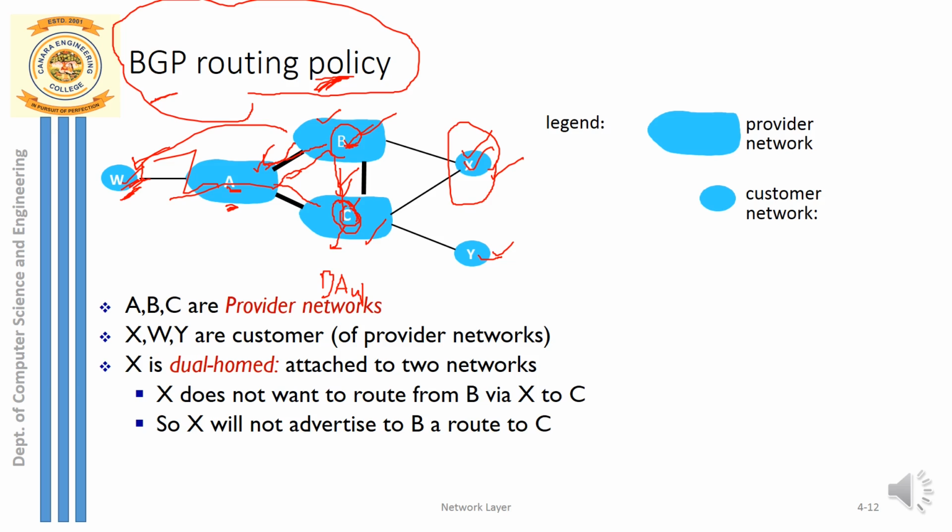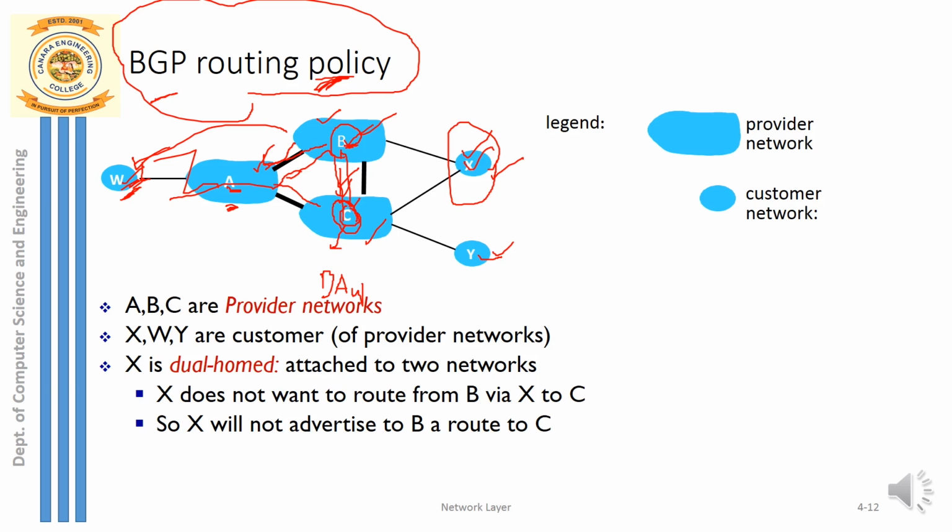Because C is a provider which does not want to take any burden. What C can do, simply, it will pass on the packet to B. Now B has to take the headache of routing the packets from B to A and thereon from A to W. So this is actually the drawback of advertising the route information by the provider.